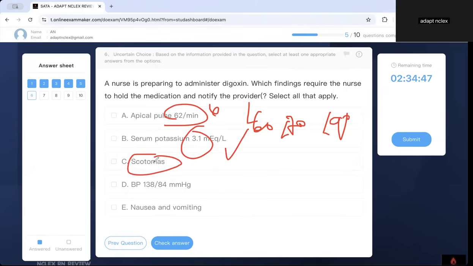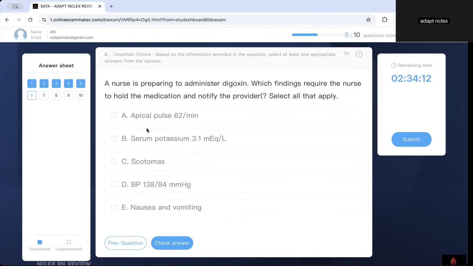Scotomas, if you don't know, is a blind spot. Vision changes. I don't know what it is, but if you have an idea and you say eye problem, pick it. If you don't know, just leave it. Don't overguess. If you don't know what scotomas are on digoxin and you have no idea, just leave it in the test. But I'm telling you today, it's a blind spot. Next time you know it, it's a digoxin sign and symptom. Blood pressure is normal. Leave it alone. Nausea, vomiting, you tell yourself, oh, GI symptoms, therefore I got to pick it. You see how I approach select all that apply?